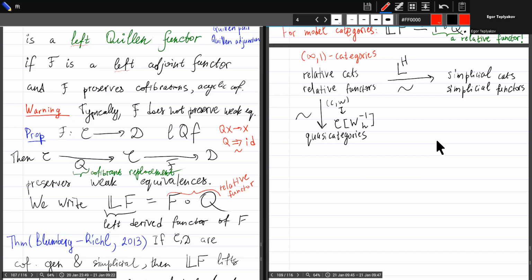As I understand, relative functors are one of the ways, seven ways as I remember, of constructing quasi-categories. Yes, functors of quasi-categories, yes. So of course, this construction is a functorial construction. So if you have a relative functor to some other relative category D, W_D, then of course you have an induced functor of quasi-categories.